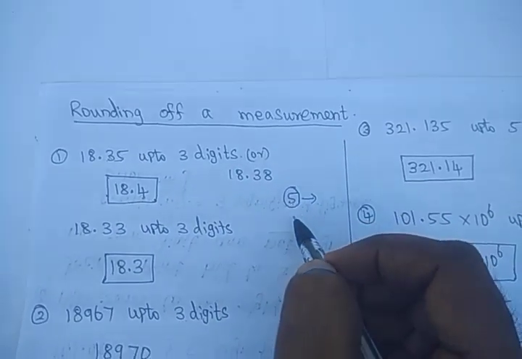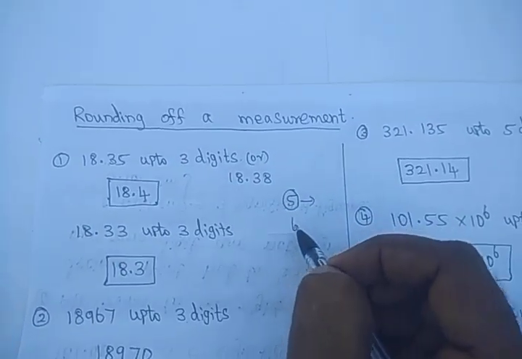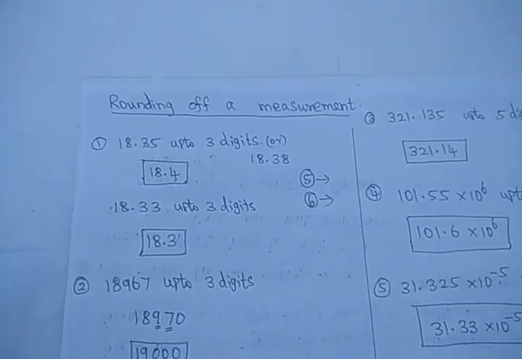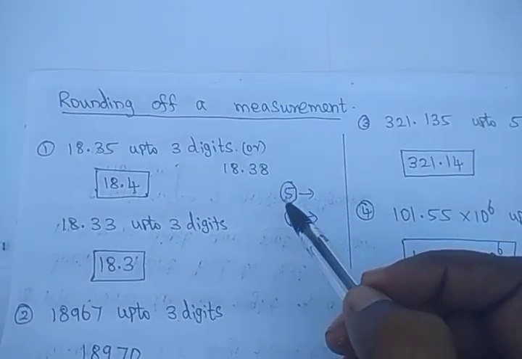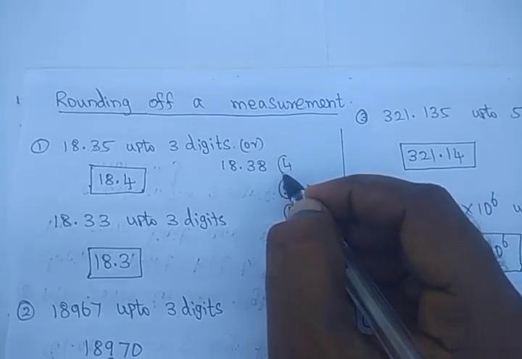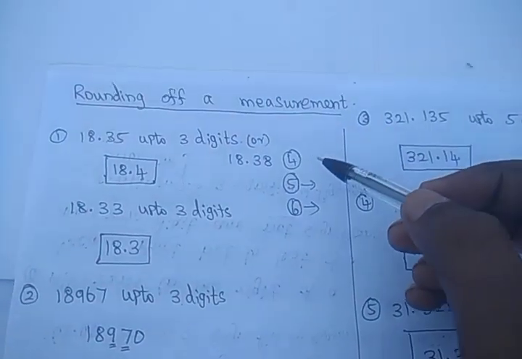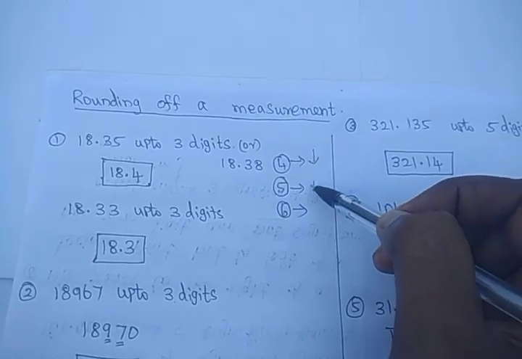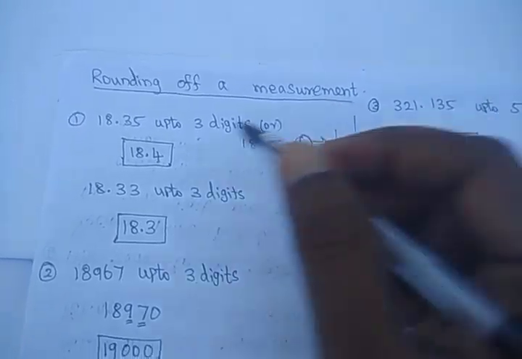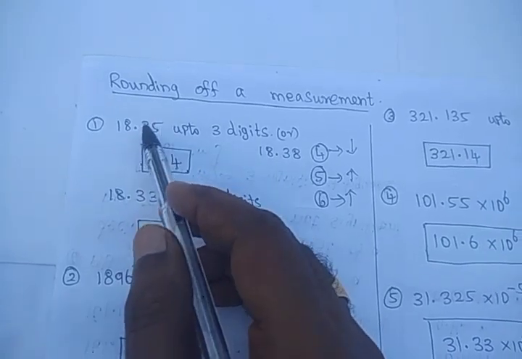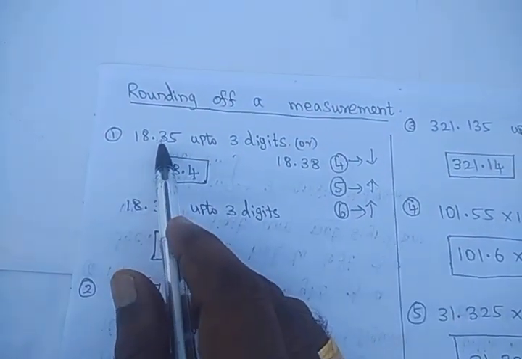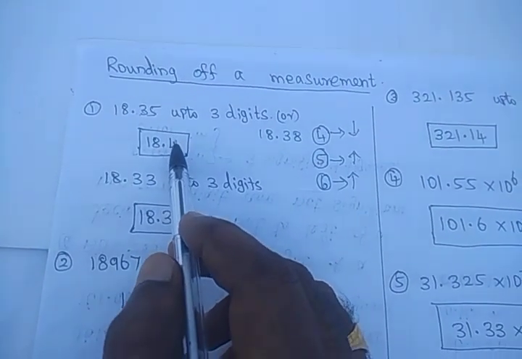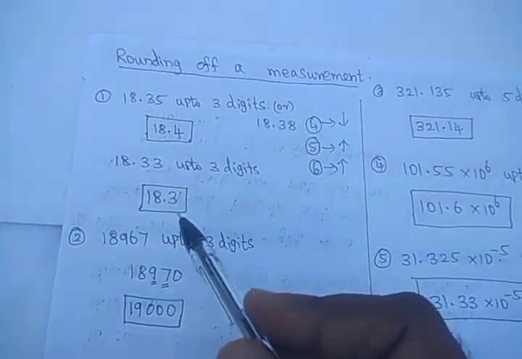If the last digit is 6, we have to increase one number. So if it is 5 or above, we have to increase one number. If the last digit is 4, we have to reduce one number, so here we do not increase. Here we increase one number to the digit previous to the last digit. So 18.35 is approximately equal to 18.4. This is what we do in day-to-day life.